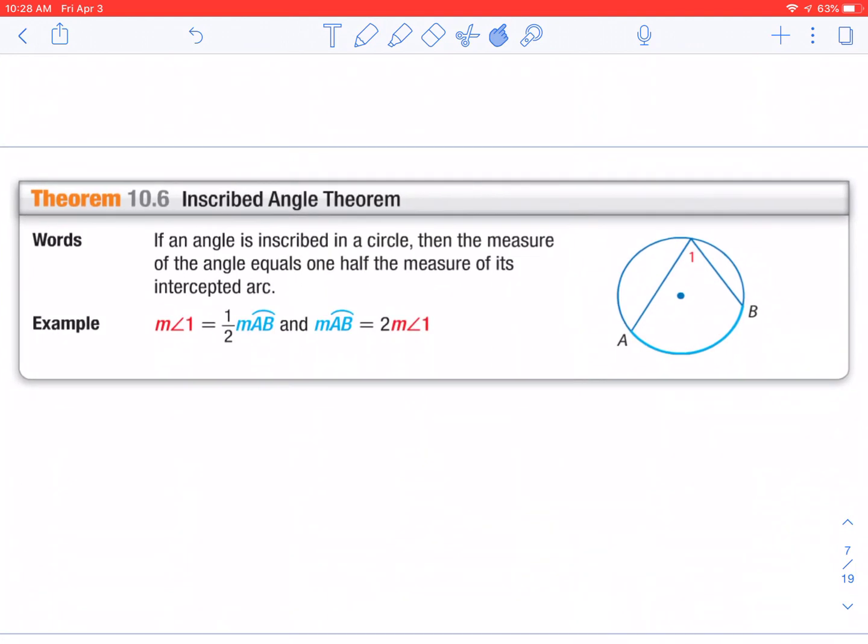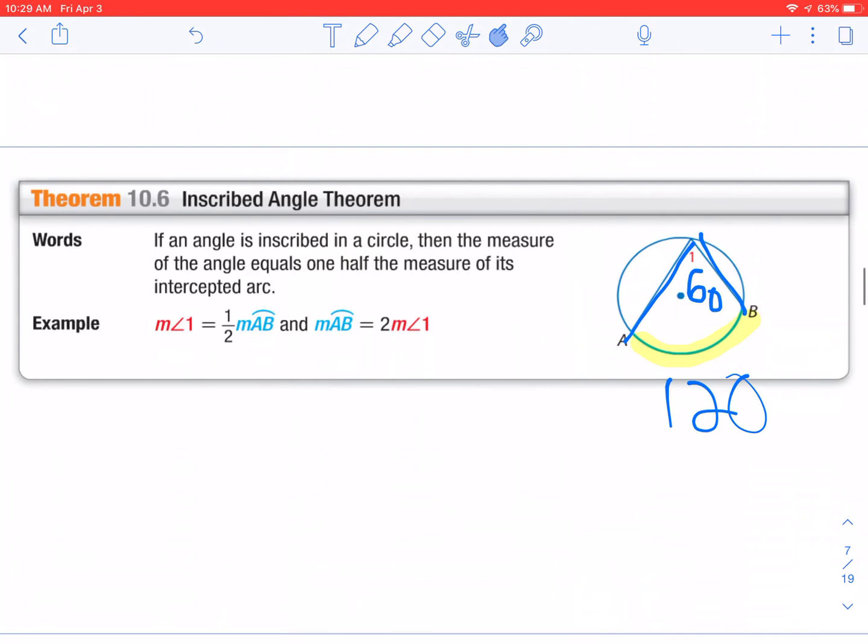The measure of angle 1 is half the measure of the arc. Here's my angle, here's my arc. So if that arc was, let's say, 100, my angle would be 50. I take 100 divided by 2, and that's the angle. If the angle was, let's say, 60, and I said find the arc, you take 60, multiply by 2, and you find it to be 120.